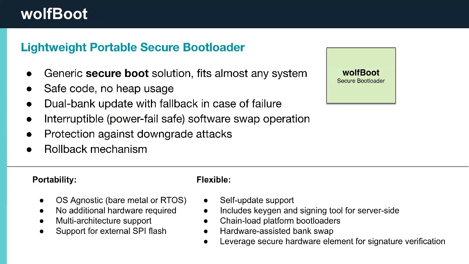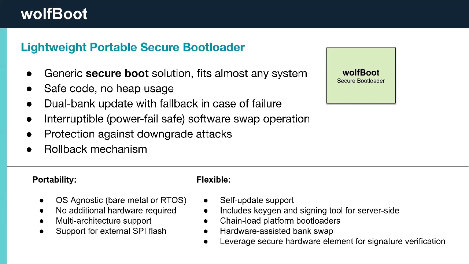wolfBoot is our secure bootloader. We've had this around for a few years now, and we continue to add more and more platform support to this. It's essentially a generic secure boot solution that uses a dual bank or dual partition architecture, where you have your main application firmware in one partition, and then an update partition where you would download the update image to. It uses safe coding practices with no heap use, so you can put it into safety critical applications more easily. It has an interruptible power fail-safe swap operation.